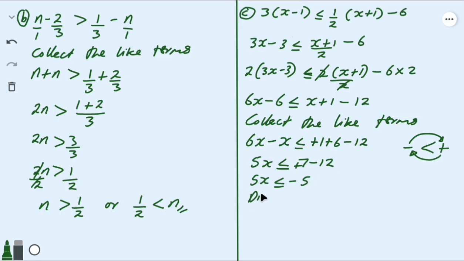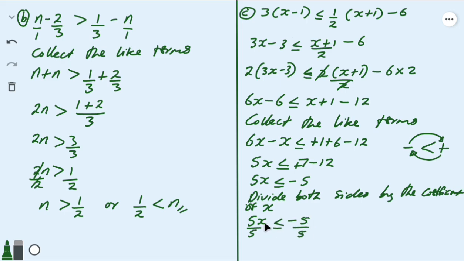So we divide both sides by the coefficient of x. So we have 5x divided by 5 less than or equals to minus 5 over 5. 5 cancel out 5. So we have minus 1 over 1. Therefore, x is less than or equals to minus 1.